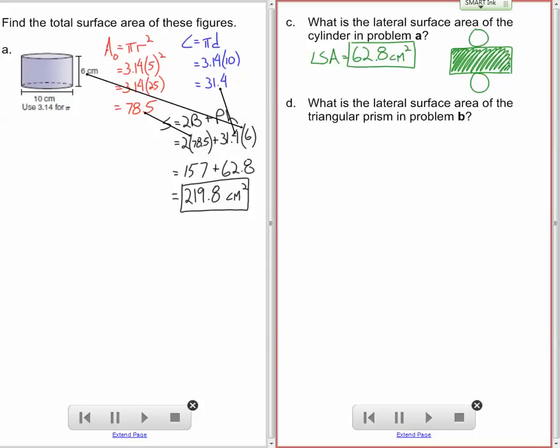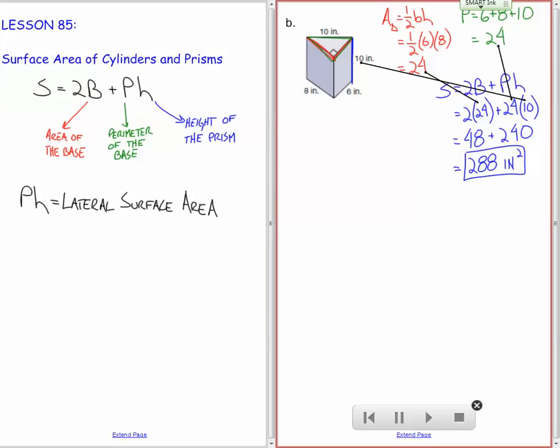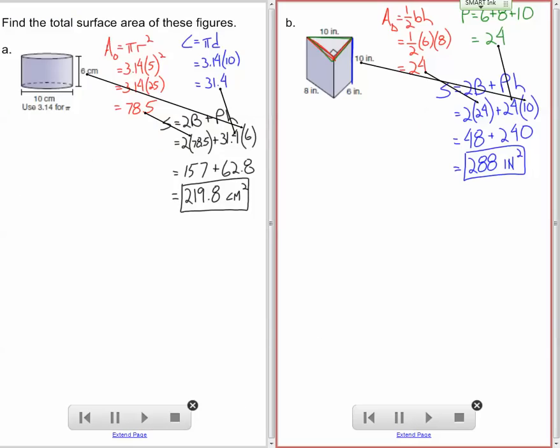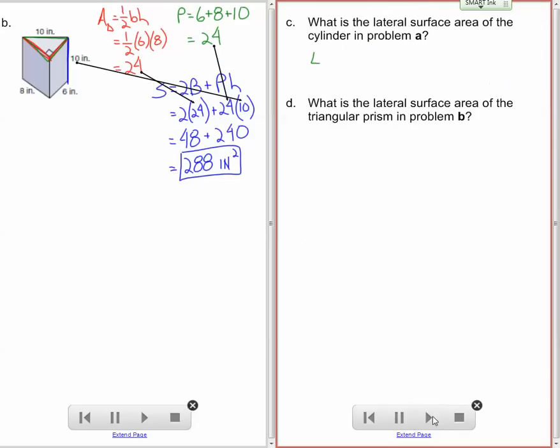Now the next question is, what's the lateral surface area of the triangular prism in problem B? Sorry, it's going to make you watch that again. But the triangular prism, it's right here. It's this 240. Okay, it's real easy. It's right there. The P times the H. That's the lateral surface area. So if you're good at showing your work, you've already got this answer done. So the lateral surface area is just 24 times 10, the perimeter times the height. So for this one, the lateral surface area is 240 square inches.